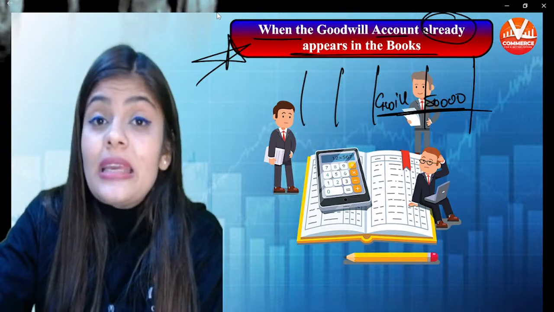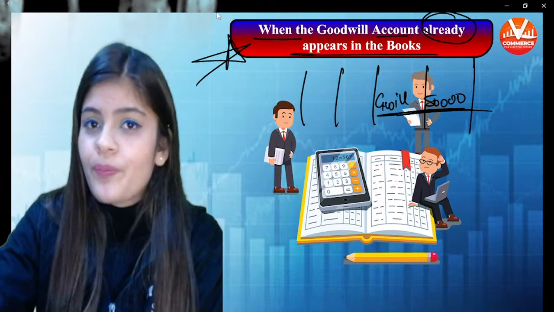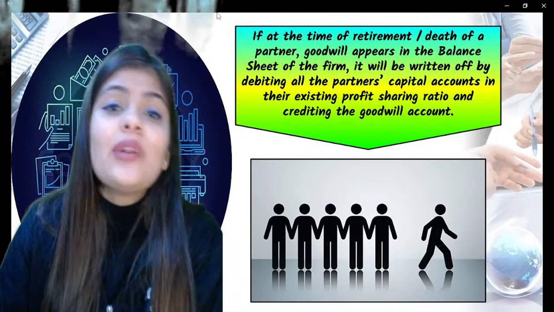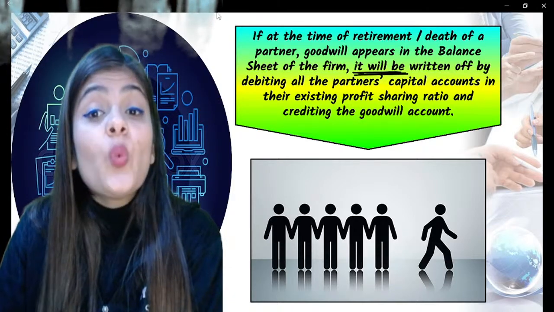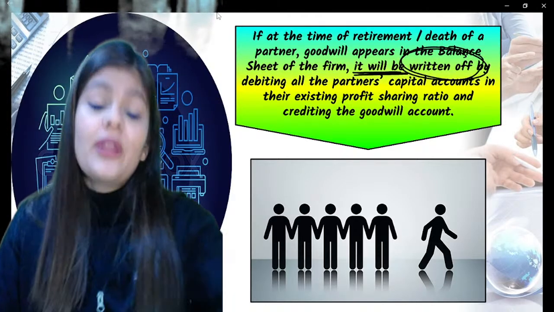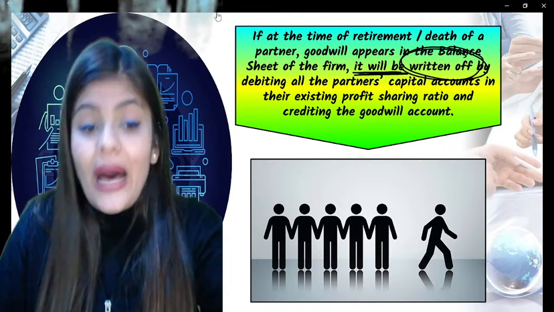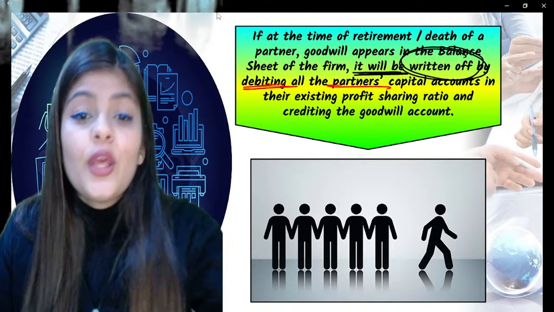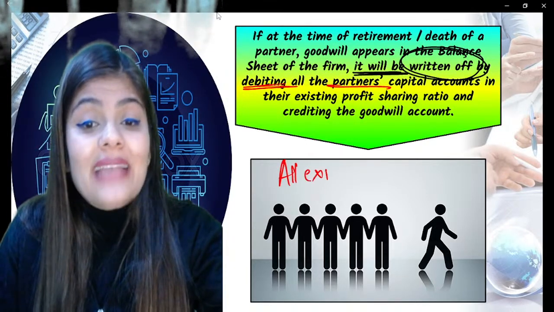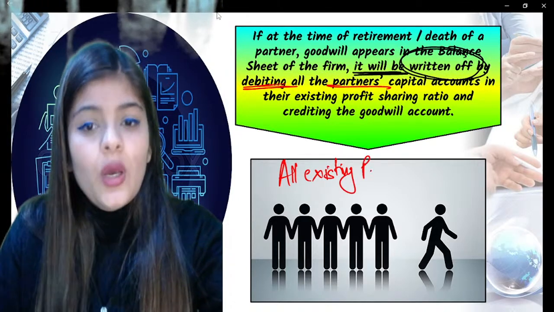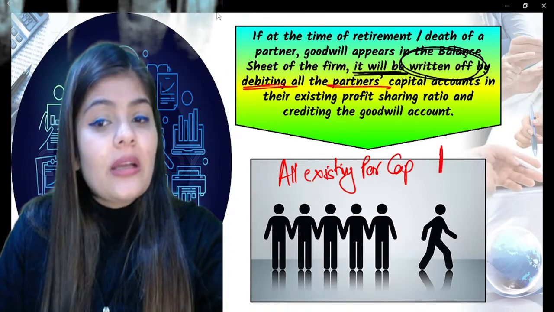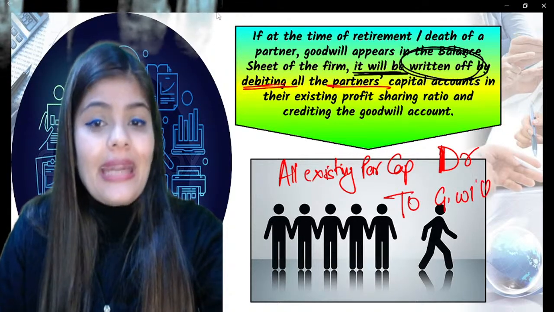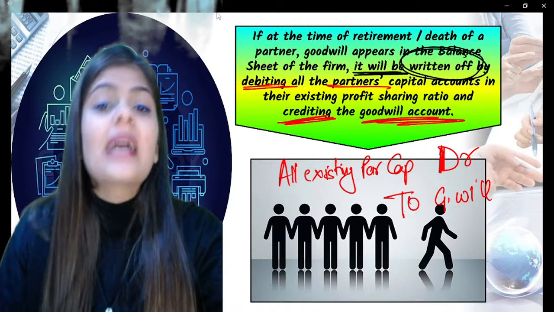तो तब क्या करेंगे अगर goodwill asset side है तो? So if any goodwill is appearing on the asset side of the balance sheet, it will be written off. It will be written off by debiting all the partners' capital account. You will debit all existing partners. All existing partners' capital accounts will be debited and goodwill will be credited.